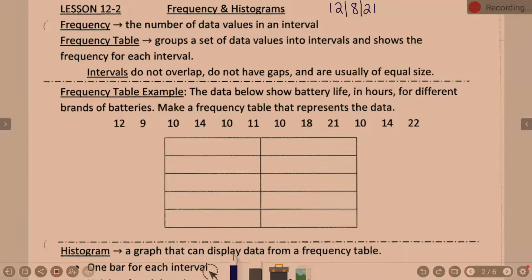Okay, so frequency tables and histograms. I don't know when you last did frequency tables or histograms, but I guarantee you've probably seen them somewhere along the line. So just kind of review.